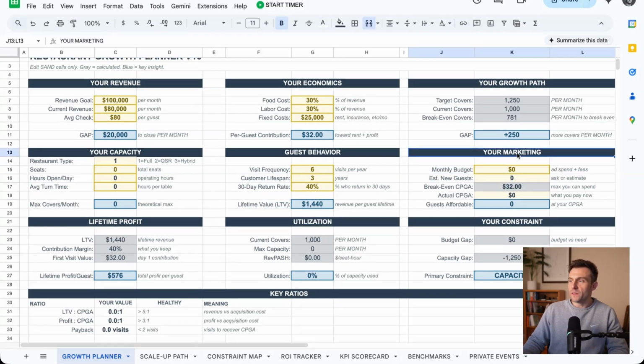All right, now in the marketing spot, this is what most calculators don't ask you, right? It's your actual CPGA, or cost per guest acquired. What are you actually paying to get a guest right now? This is really important. A really simple way to do this right now is, if you are running ads, just divide your spend by the number of new guests. So let's say this is at $13.